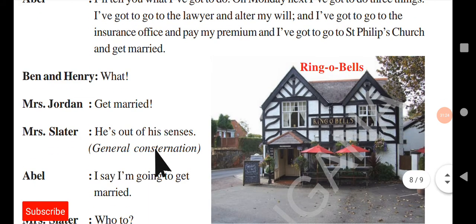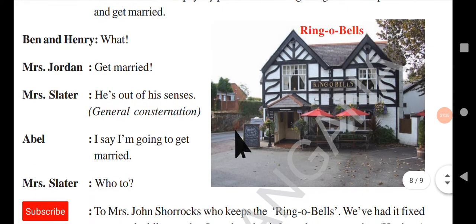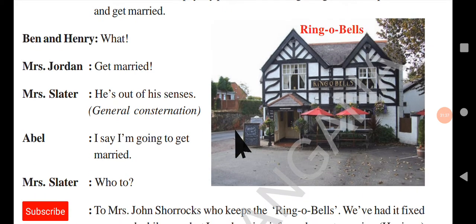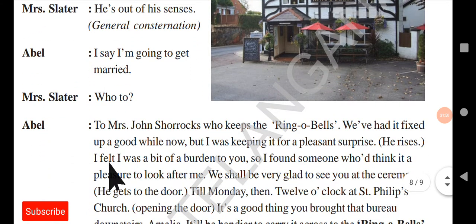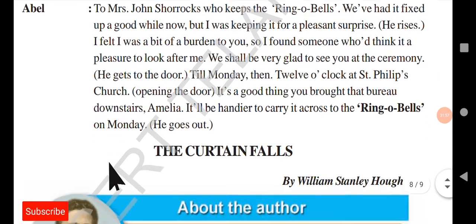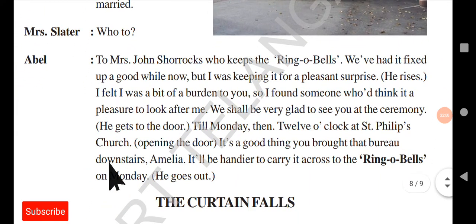So everybody is shocked. Ben and Henry say, what? And Mrs. Jordan says, get married. And Mrs. Slater says, he's out of his senses. So again, to make his words carry meaning, he means what he says. To make them stronger, again he says, I say I'm going to get married. So he's giving them a very strong statement. He's deciding things very seriously. Here Mrs. Slater says, to who? To whom are you going to get married?